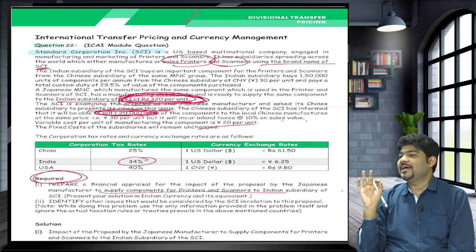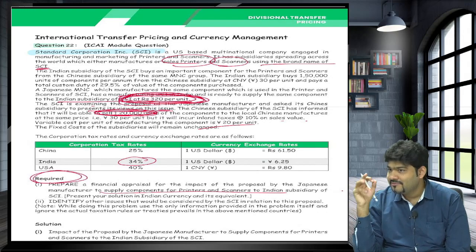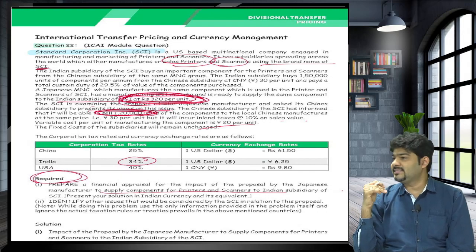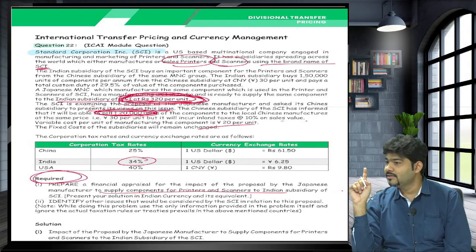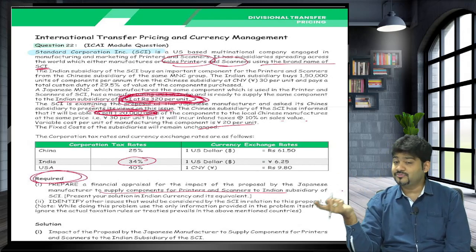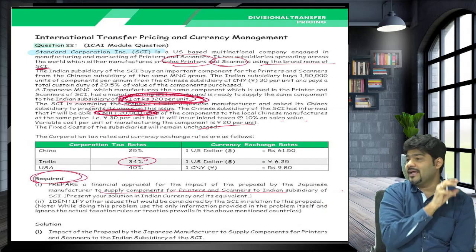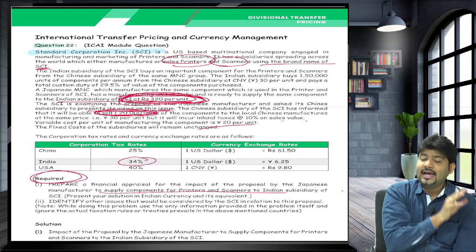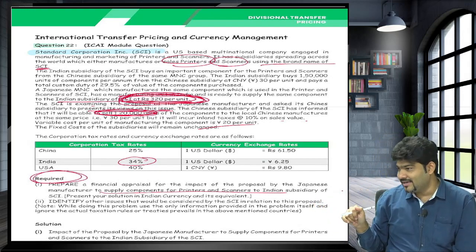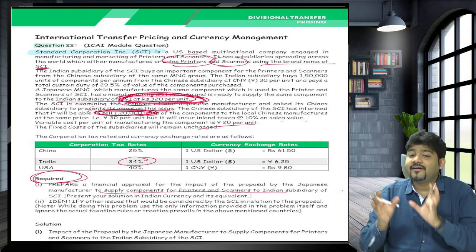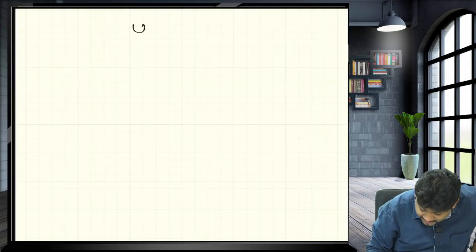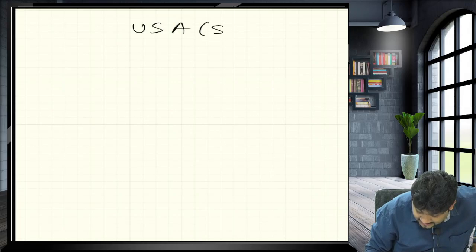In short, now we have to take a decision as a chartered accountant. Suppose you are the chartered accountant of USSCI, which is the parent company. You have to see if India shifts its purchase from China to Japan, whether it is making any benefit. If it is making a benefit, at the same time we will also have to see what is the loss that the Chinese subsidiary is making, and then we will see on a consolidated basis whether it is beneficial to us or not.